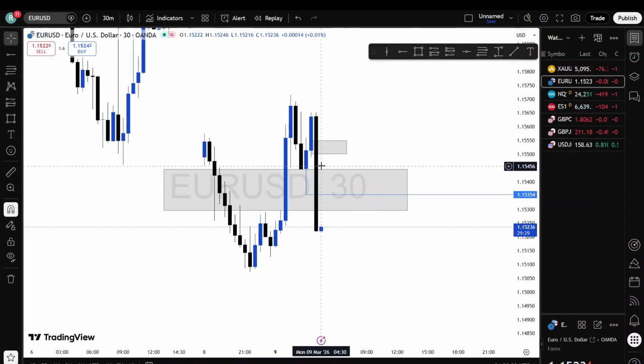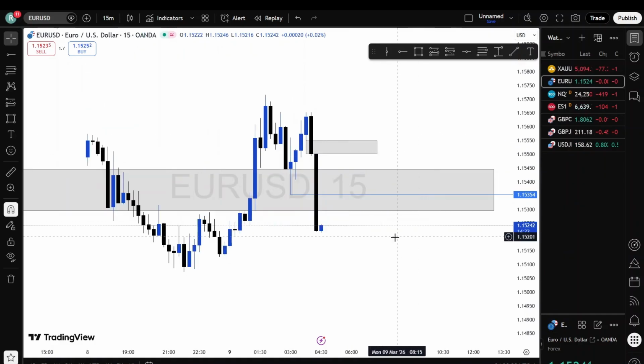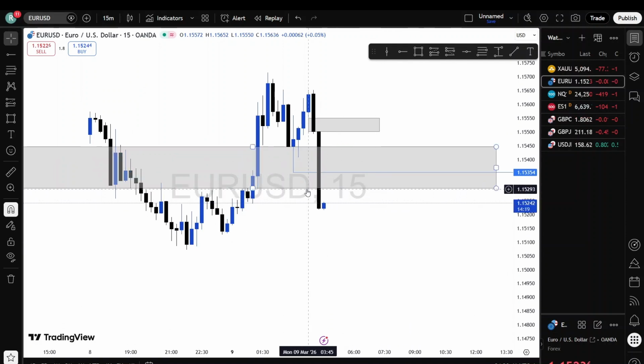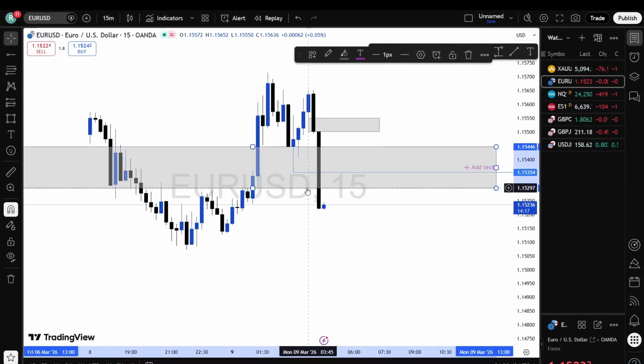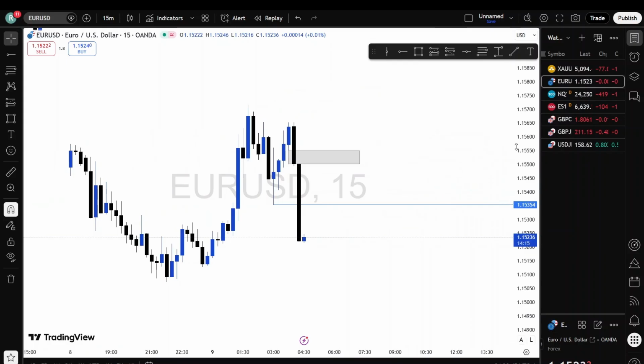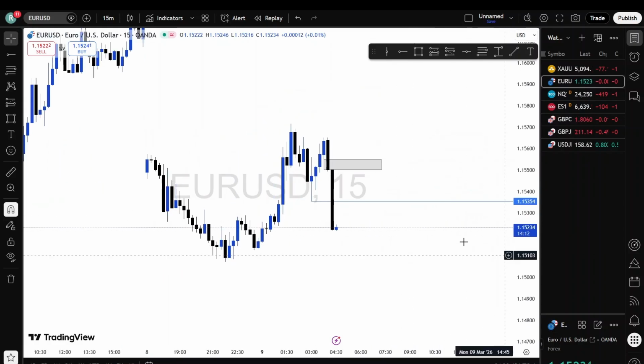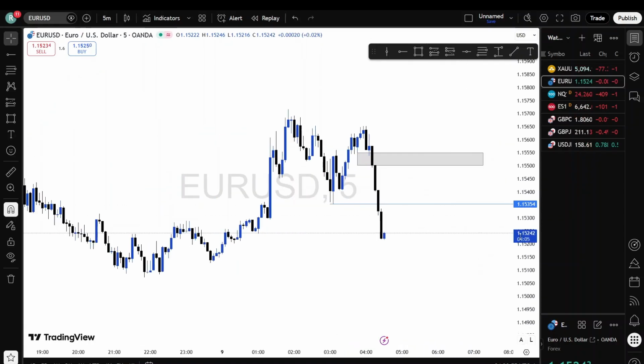Okay, so according to 30 minutes also, I want to be on the bearish side. 15 minutes I'm on the bearish side. So let me delete this 1 hour FVG. Now our bias is according to the current market condition. Okay, so now we need to observe the lower time frames. 5 minutes, where is the recent FVG?